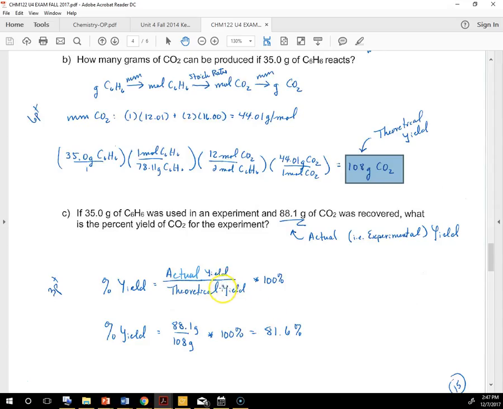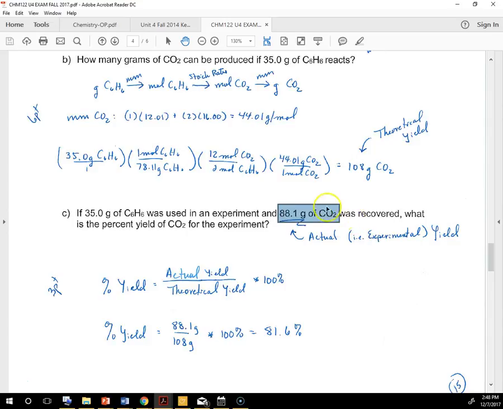So now, the last question piggybacks on question number 5. It says, what if you start with 35.0 grams of C6H6 like you did for A and B? And what if instead of getting back 108 grams of CO2, your yield was 88.1 grams of CO2? And we talked about different reasons why your yield could be low.